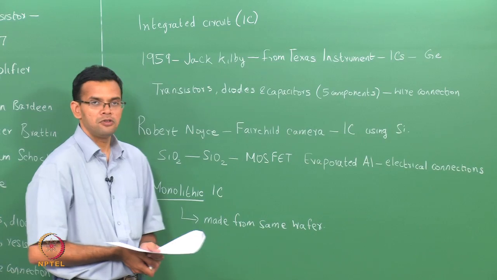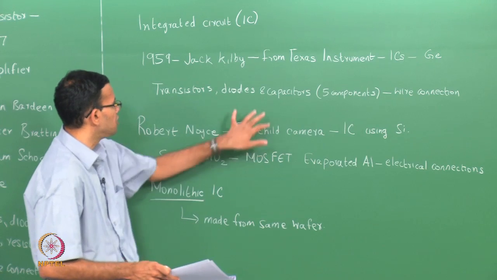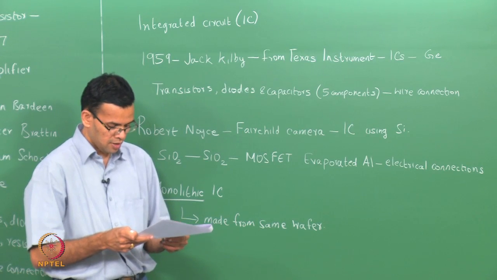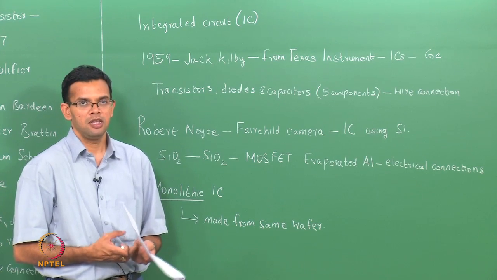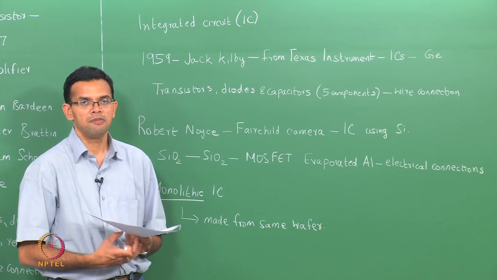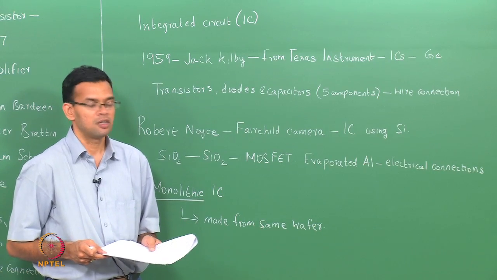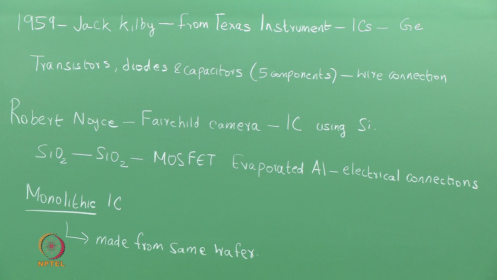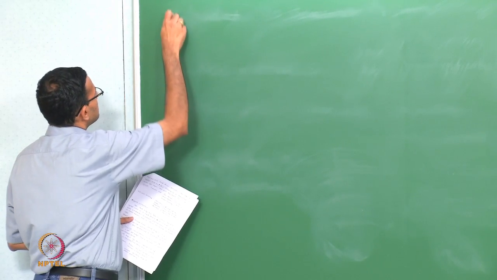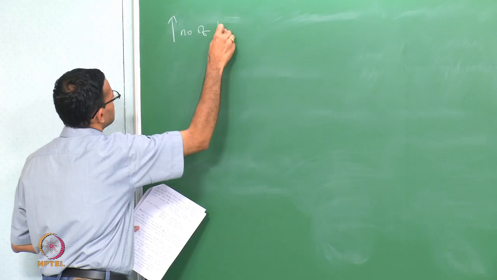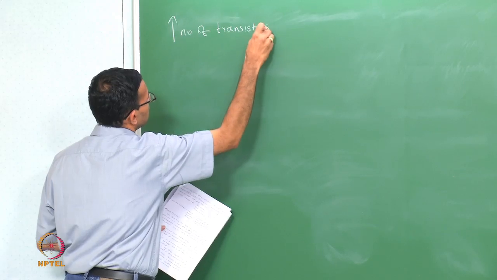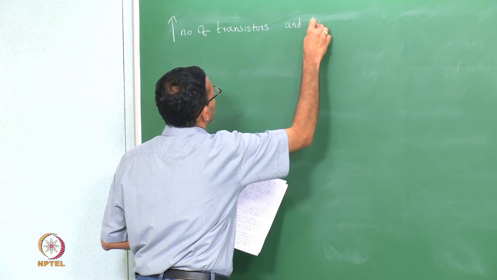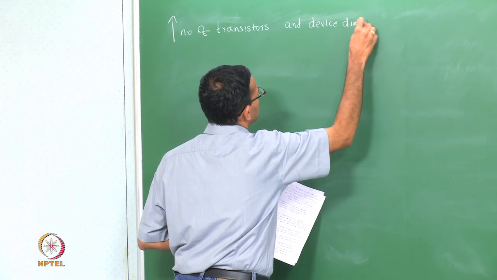The initial integrated circuits that were formed had only a few components. The first one had only 5 components, and later the number of components were usually of tens or hundreds. But over time, the number of components in a given wafer or in a given chip has increased, and at the same time the size of the devices have also decreased. So, 2 kinds of improvements have taken place in terms of IC design. Over time when we look at ICs, the number of transistors has increased, while at the same time the size of the transistors, which I will call the device dimension, has decreased. It's nothing but the size of the transistors.